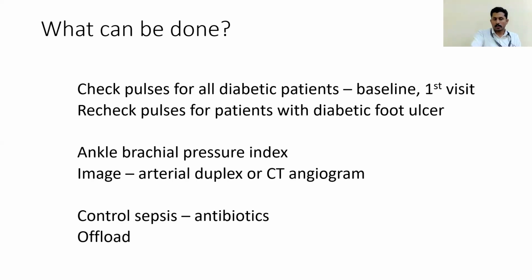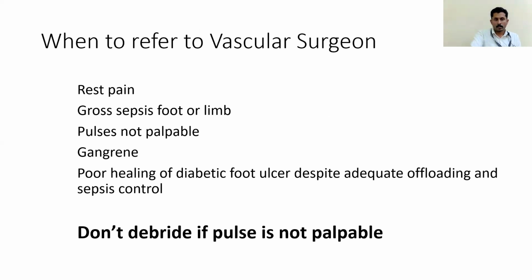So the crucial points are: we should check and document pulses for all patients, especially at the first visit. Ankle brachial pressure index. If required, the patient will need arterial duplex or CT angiogram, as we discussed, in selected patients. And if indicated, antibiotics and offloading have a crucial role. We should refer the patient to the vascular surgeon if the patient is not able to sleep, has disabling claudication, has a gross sepsis foot or limb, pulses are not palpable, or has gangrene. All these conditions are a clear indication to refer to the vascular surgeon.